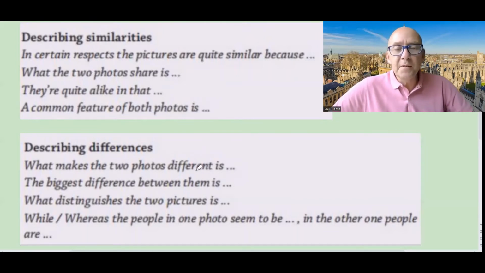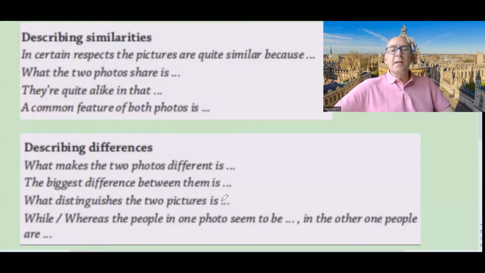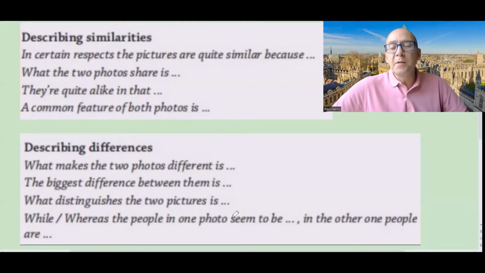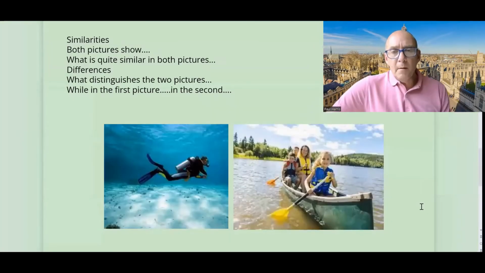What makes the two photos different is, etc. The biggest difference between them is, etc. What distinguishes the two pictures is, and then this sentence here, which is also quite common: while the people in one photo seem to be, in the other photo, the people are, etc. Or whereas. So while or whereas could be used here to describe differences.